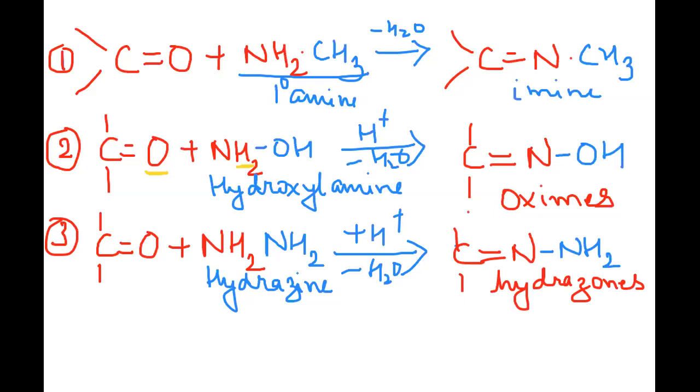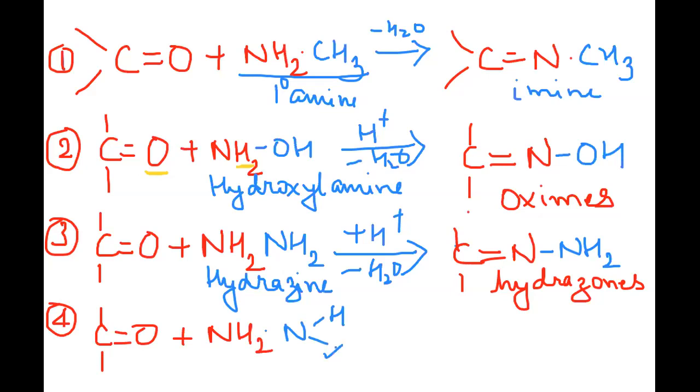Next, the fourth one. In the fourth one, we are going to use C double bond O group plus NH2, and in the attachment, one of the hydrogens of the NH2, instead of H, we are going to write a C6H5. The reaction conditions being the same, a water molecule is lost. This compound is called phenylhydrazine.